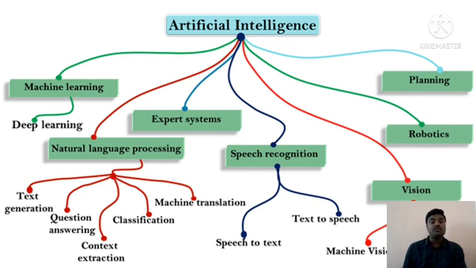And you can see here its subfields of NLP: text generation, question answering, context extraction, classification, machine translation, etc. Then there is another branch of AI which is expert systems, or in simple words we can say this is decision making. In expert systems we make a system that uses human expertise to make complex decisions.